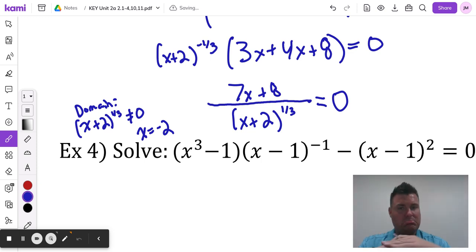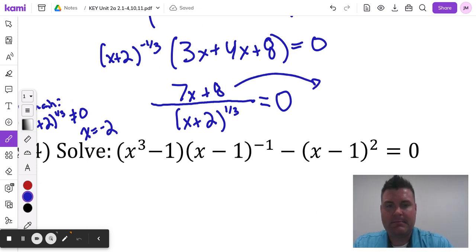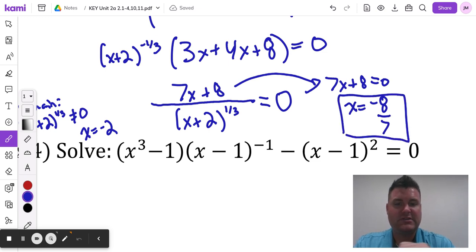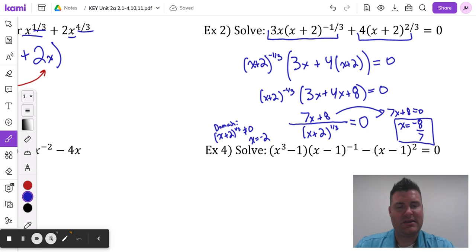If I get that as a solution, I have to ignore it. Okay, so for this one right here, just look at just the top. So we're going to get 7x plus 8 equals 0. And actually, I'm going to get x equals negative 8 over 7. So that is my answer for that one, which is not negative 2, so it's good to go. Okay. Super simple. Maybe not. It takes a little bit of work, a little bit of getting used to.